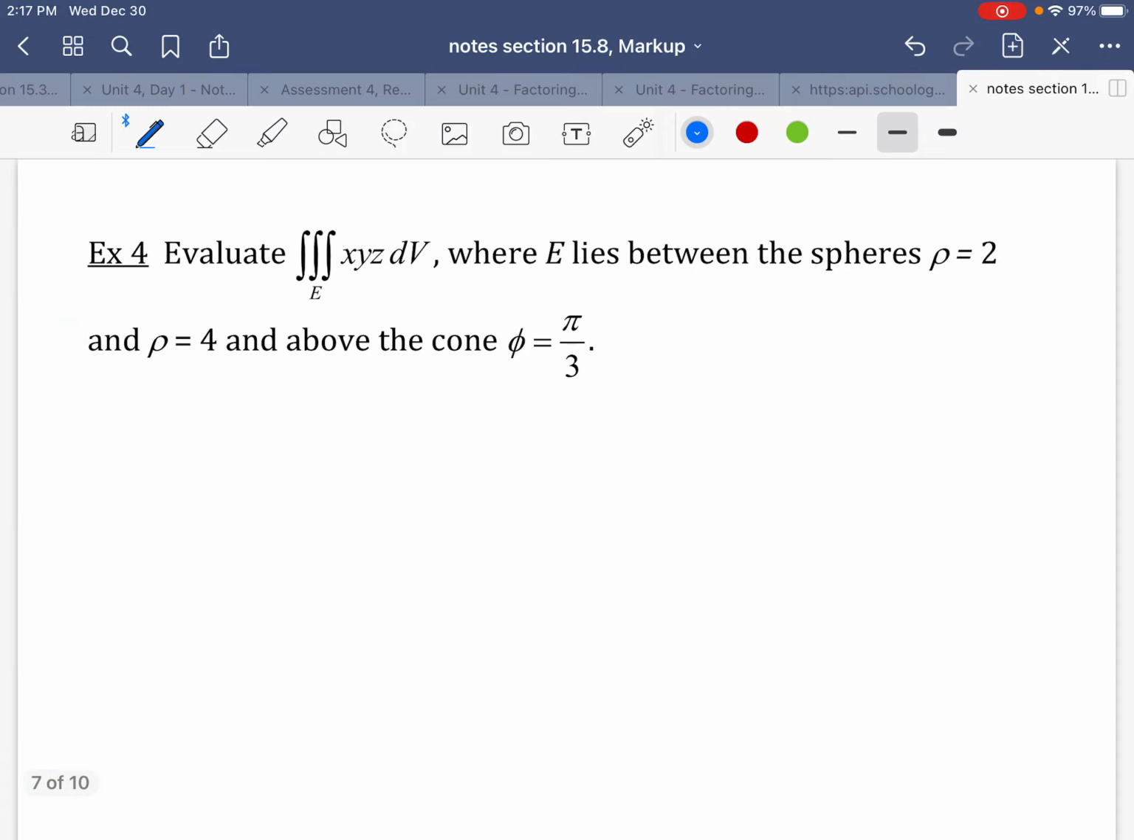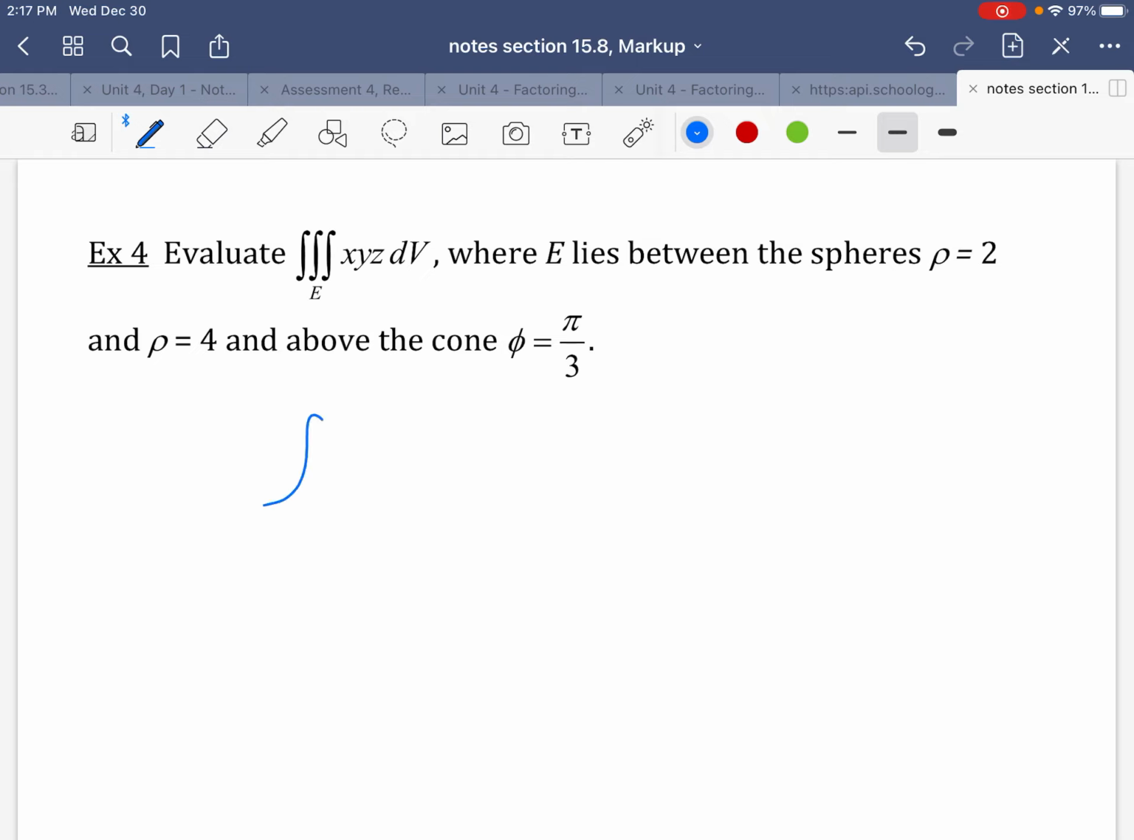All right, so example 4 here. We have this integral that we're trying to do. So remember, when you have numbers right here, or when you have variables right there, that's basically kind of acting as your density in a way, if you want to think of it, because once it gets past 3 dimensions, it's kind of hard for us to think of it geometrically. But we want to stay between the spheres 2 and 4, and above the cone at phi equals pi over 3.